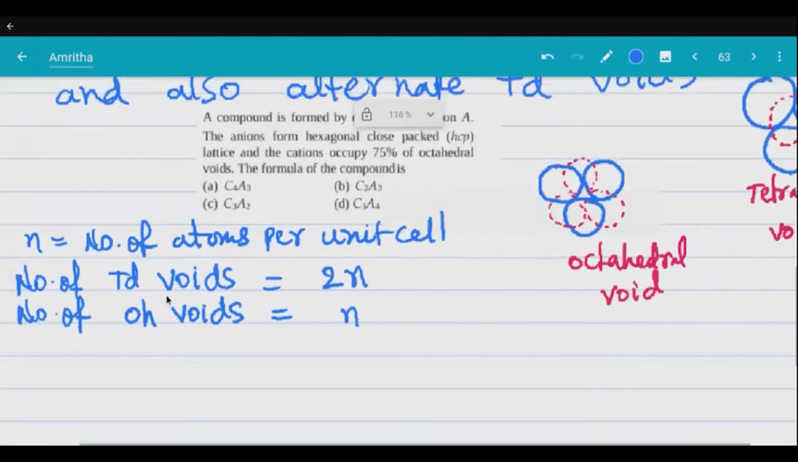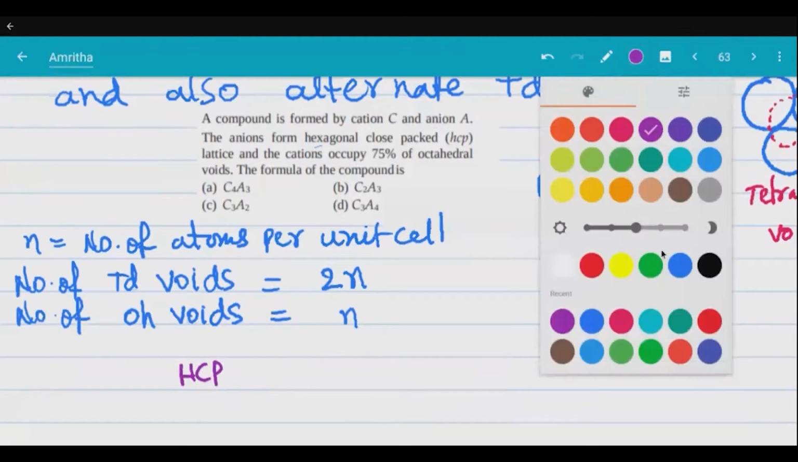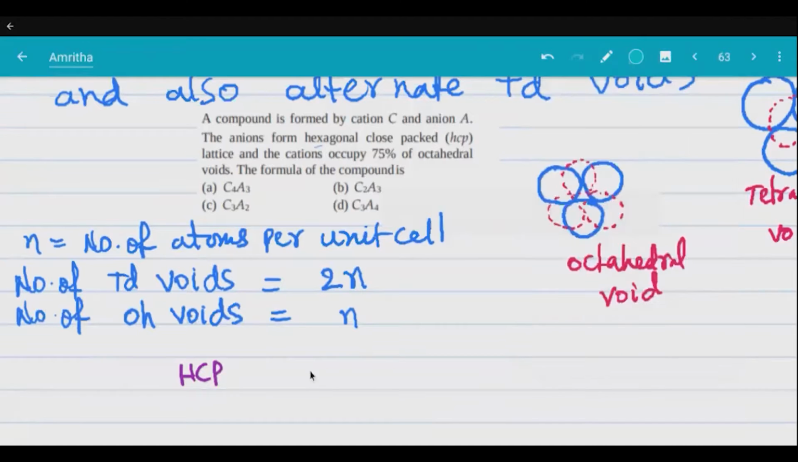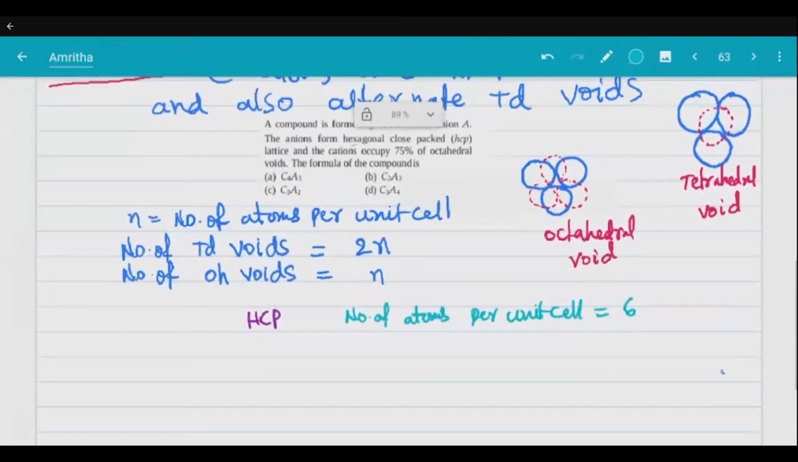Okay, fine. Now look at this question. It will be easy now. So HCP, anions form HCP. How many atoms per unit cell now? If it is HCP, it is slightly different, right? It is not FCC. For HCP, the number of atoms per unit cell is 6. It is not 4, it is not FCC. HCP is 6.